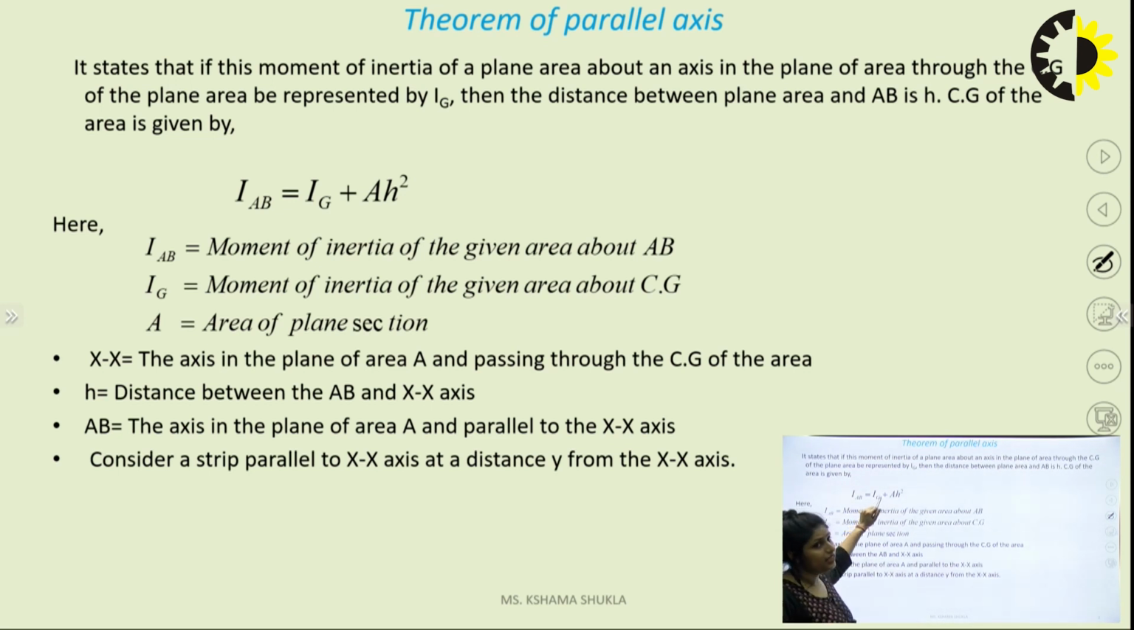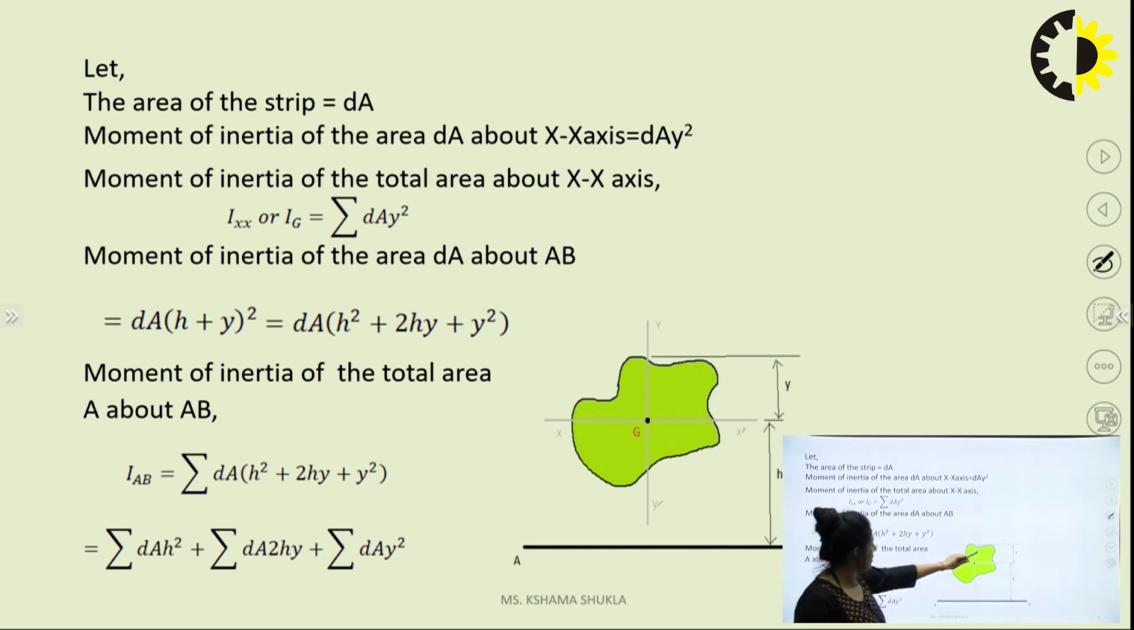Like Ig is the value of moment of inertia about the neutral axis, and AB is the reference axis, any axis which we can take. We can understand it like this: this is our body, and we need to find the moment of inertia of that body. We already know its moment of inertia Ixx and Iyy, about the x and y axes. But we need to find the moment of inertia about AB. If we need to find the value about AB, we can use the parallel axis theorem.